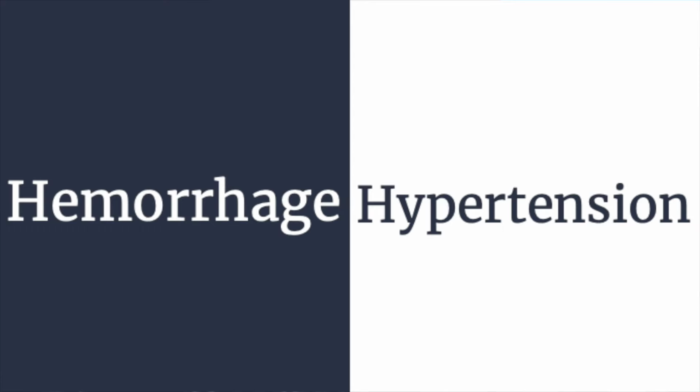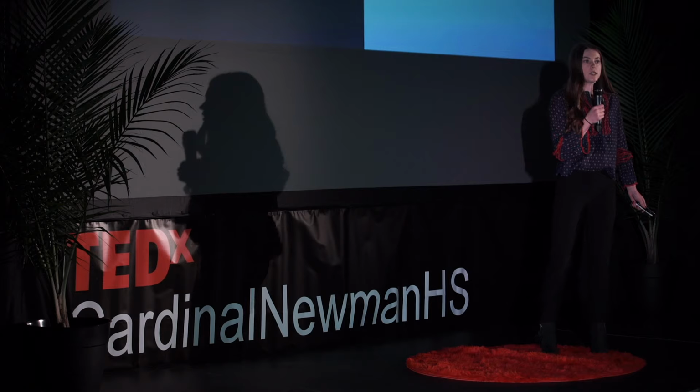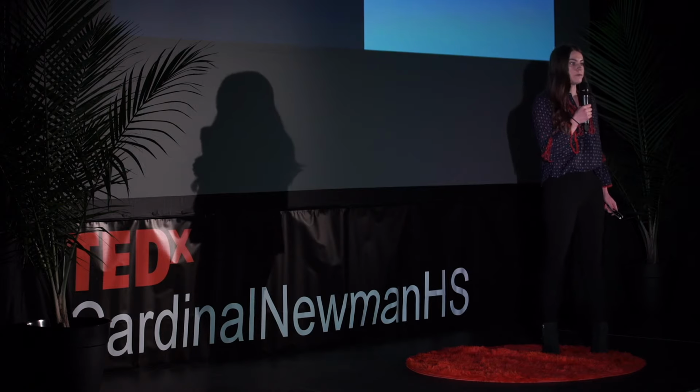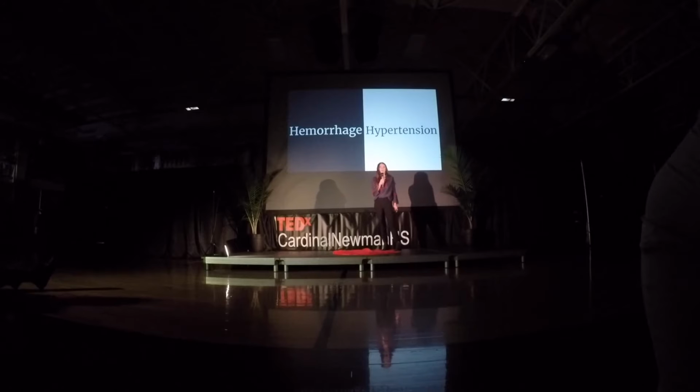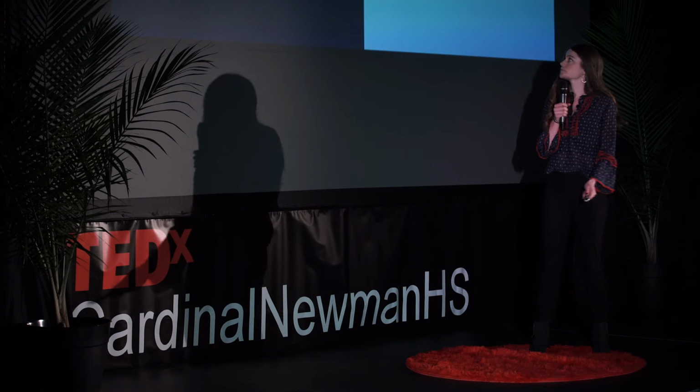The two main causes of maternal death are hemorrhage and hypertension. Hemorrhage is excessive bleeding, when the mother bleeds out and bleeds to death after childbirth, and hypertension is excessively high blood pressure. These are things that can definitely occur in the United States, but they can easily be solved with the medicine and the training that we have here. So if we can do it in the United States, why can't we do it in Zimbabwe?